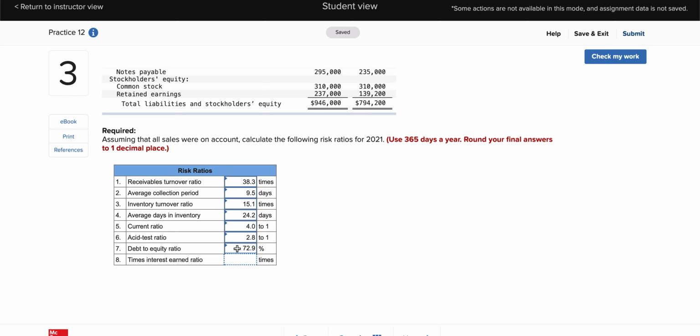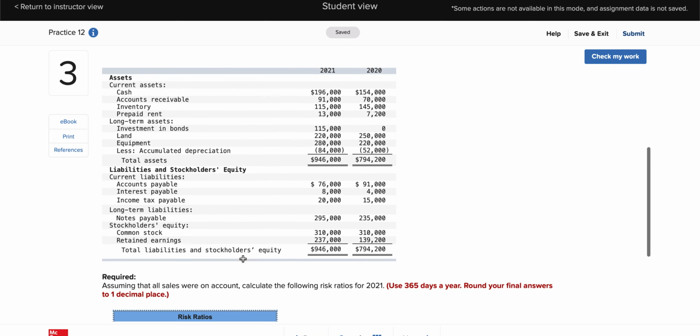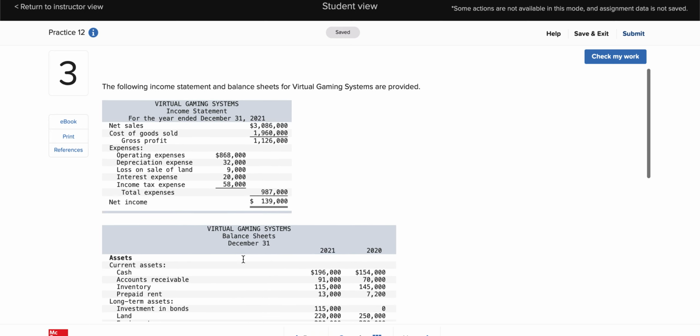The times interest earned ratio, if you remember that, that's the one where we're trying to determine how many times I can actually pay the interest. And it's an indication as to whether or not you can actually afford the debt that you have taken out. So you want to be able to at least pay the interest on that debt a few times. What we're going to do here is go back up to the top, take our net income, and we want to add back in our interest payment here as well as our income tax expense.